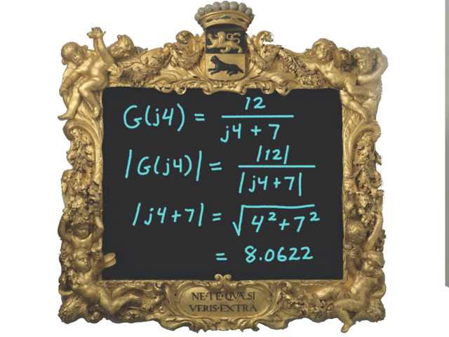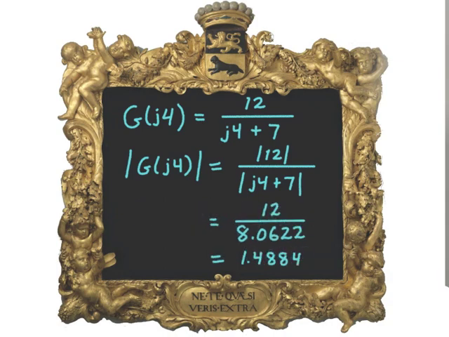So we have the magnitude of 12 over the magnitude of j times 4 plus 7. The magnitude of j times 4 plus 7 is going to be the real part squared plus the imaginary part squared, square root. So in this case, it's 4 squared plus 7 squared, square root. So the magnitude of j times 4 plus 7 is 8.0622. So now we can compute the magnitude of g evaluated at j times 4. That'll be the magnitude of 12, or 12, divided by 8.0622. That comes out to be 1.4884.